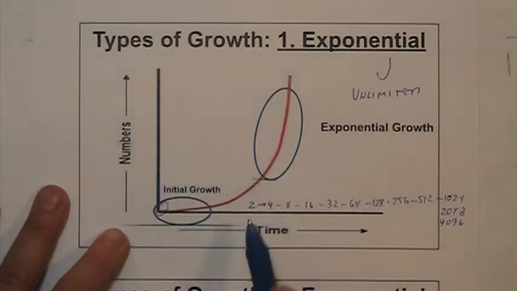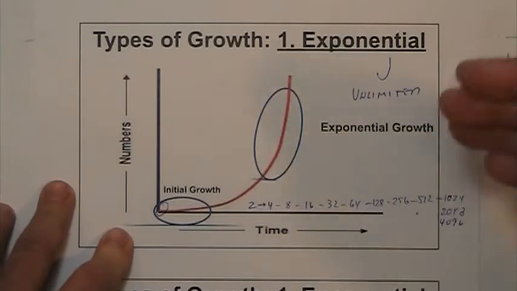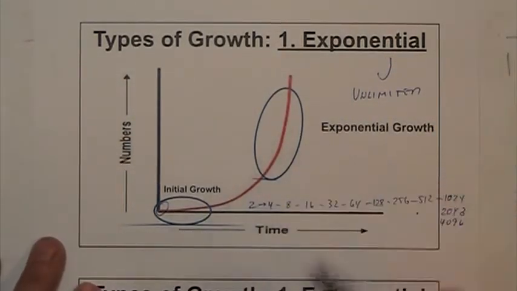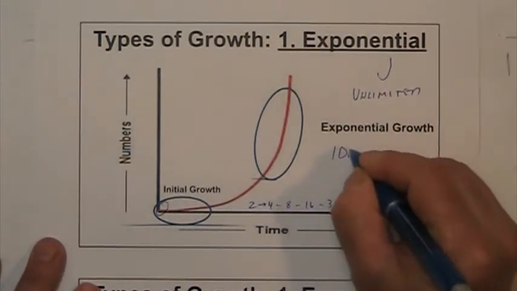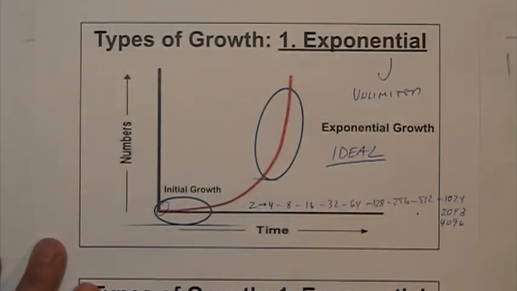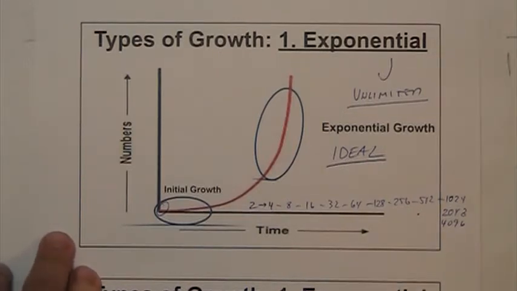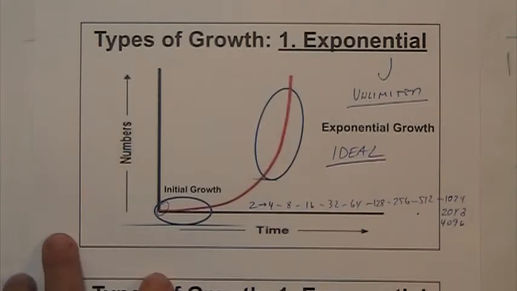This type of curve also assumes, like I drew here, that the reproduction is at a constant rate, always doubling, always doubling. This kind of growth is only going to occur under ideal conditions and under unlimited resources. And with that, you probably know that there is no such thing as unlimited resources, that all of those are going to be limited and there is always competition.